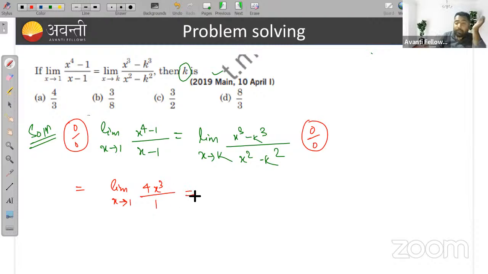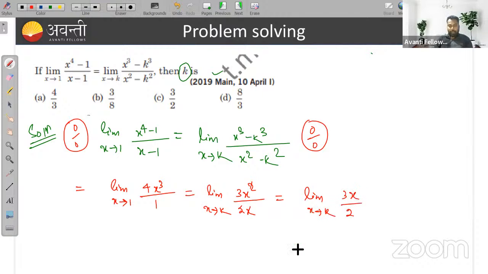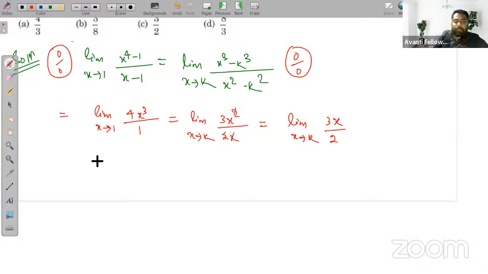Similarly, in the right hand side we get limit x tending to k of 3x square minus 0, because the derivative of k cube is a constant, so it is 0. Come to the denominator, what were we getting? 2x, right? So on the right hand side, x will cancel, that is limit x tending to k of 3x upon 2, right? Now try to put the limit here. If we put the limit, let's see what we get.